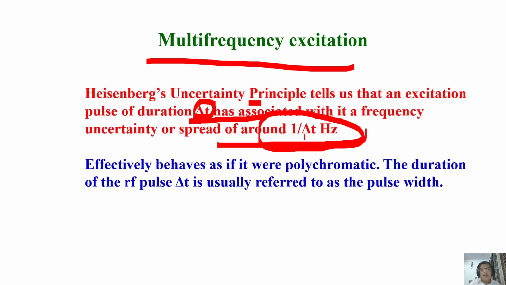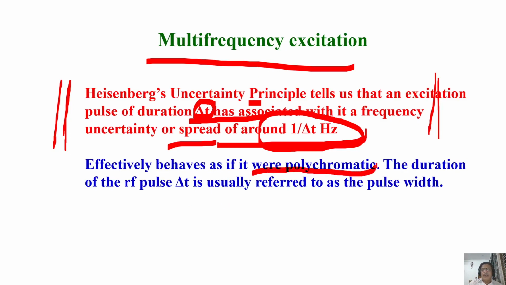This is the reason. Although you apply a monochromatic single-frequency RF, the excitation covers all the peaks of the entire spectral width range. You can understand this more by the uncertainty principle. There are lots of books which explain these things. You go to an electrical engineering book about radio frequency, it will tell you everything. Even a couple of very good NMR books will discuss this. Effectively, the RF pulse behaves as if it is a polychromatic pulse, a pulse of multiple frequencies.